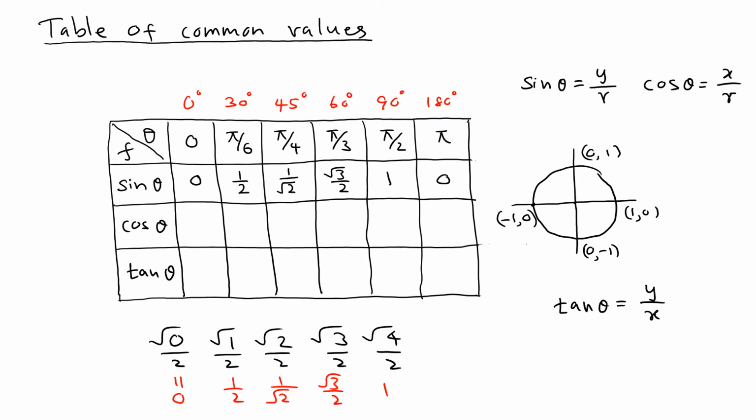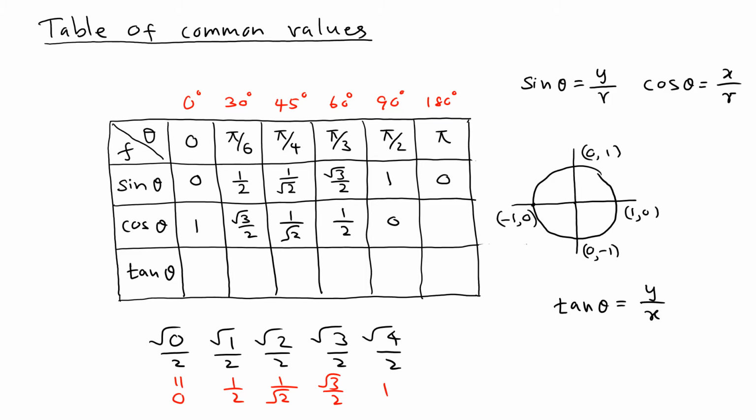So what are the values in the cosine row? For the cosine row, you simply reverse them. So you write 1, then square root 3 over 2, this stays the same, 1/2 goes there, 0 goes there. And then to get the tan values, we divide the sine value by the cosine value.